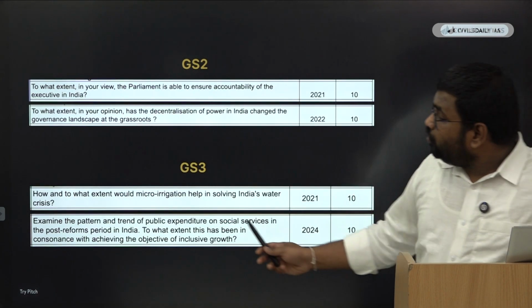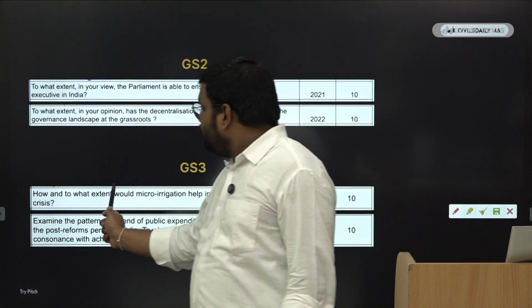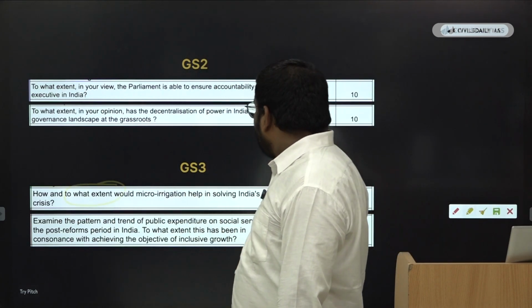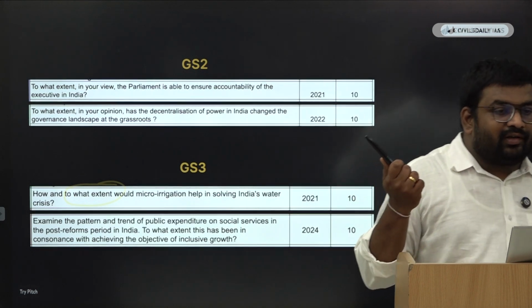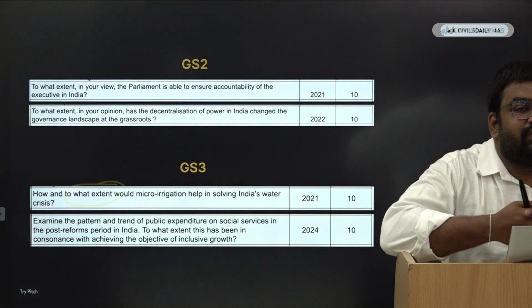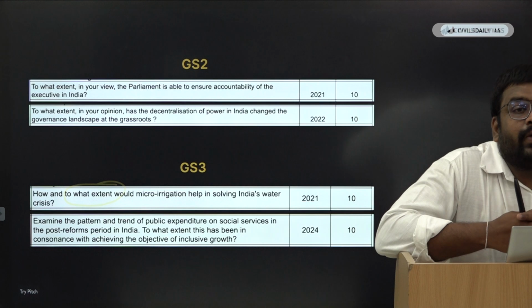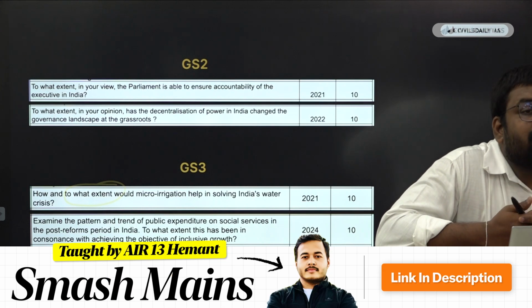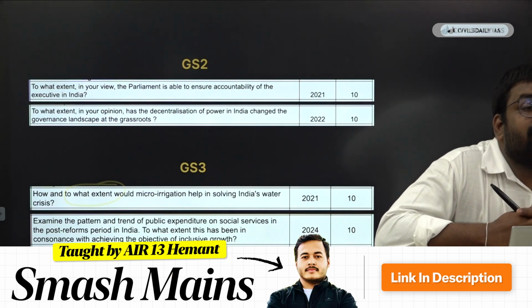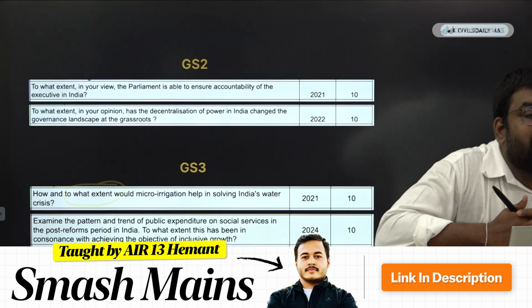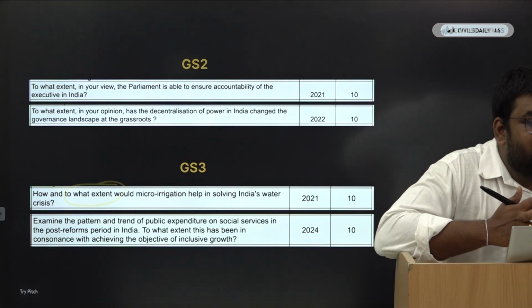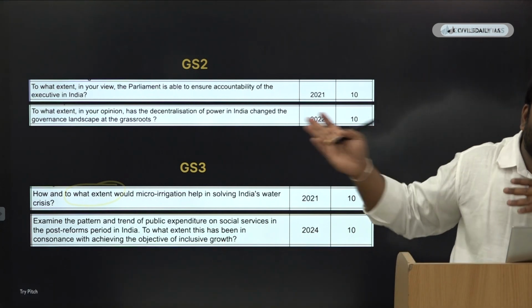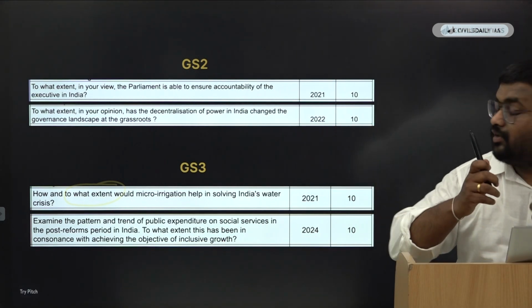And how and to what extent would micro irrigation help solve India's water crisis? Again, the benefits of micro irrigation. Wherever you are providing water use efficiency, there you have to provide the specific data. So water use efficiency of drip irrigation is more than 80% and sprinkler irrigation more than 70%. Such kind of data you need to provide to substantiate.